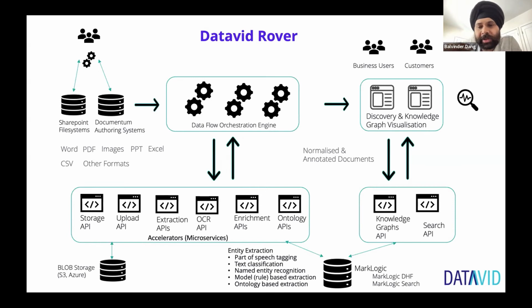What Alex shows you is a simple search UI on top of MarkLogic. And on top of this, in the middle, is the data flow orchestration engine. In Datavid Rover's case, we're using Apache NiFi, so some open source technologies also. It could be AWS Step Functions or another type of orchestration engine, which orchestrates and invokes all these microservices. You can bolt on your own existing microservices, or you can use what we have already built. So it accelerates the journey in building these intelligent platforms. And that's what Datavid Rover is all about.